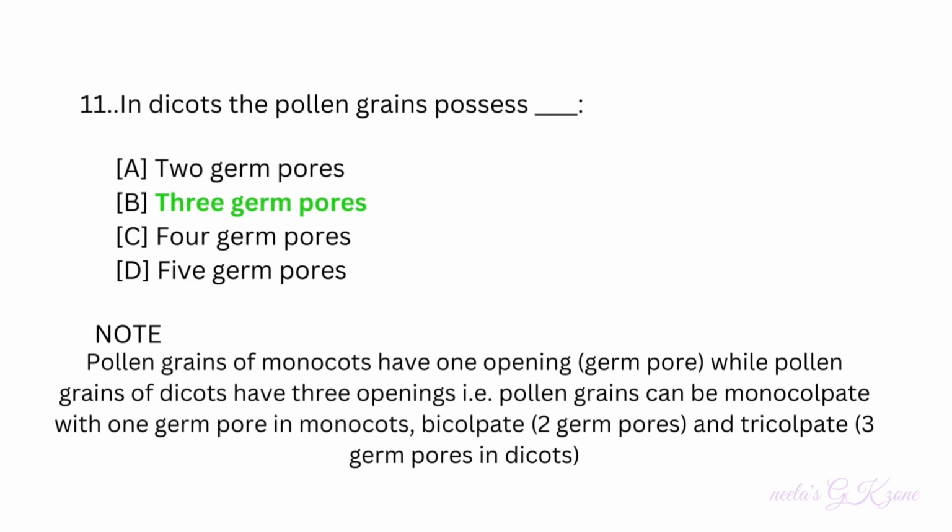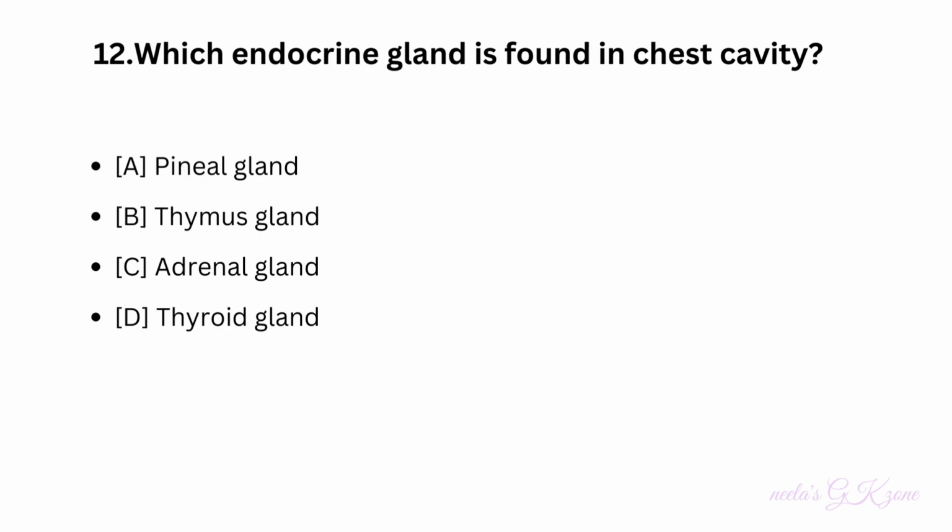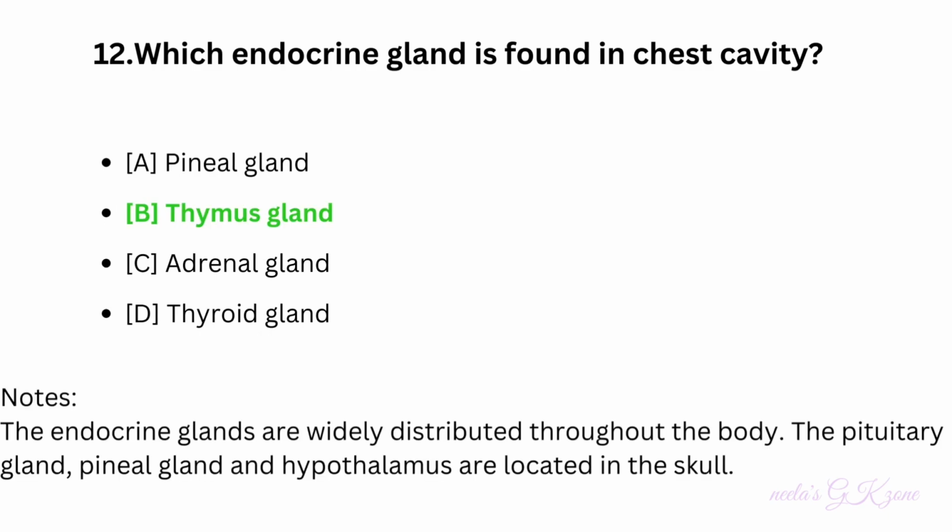And the next question is: which endocrine gland is found in the chest cavity? Options are pineal gland, thymus gland, adrenal gland, thyroid gland. And the answer is thymus gland. The endocrine glands are widely distributed throughout the body. The pituitary gland, pineal gland, and hypothalamus are located in the skull.